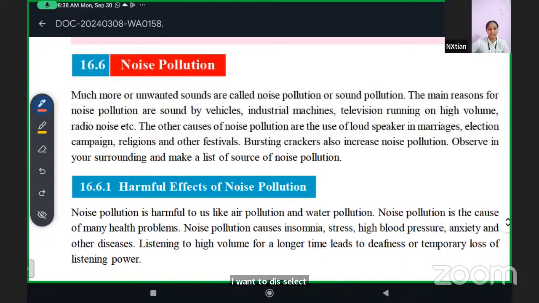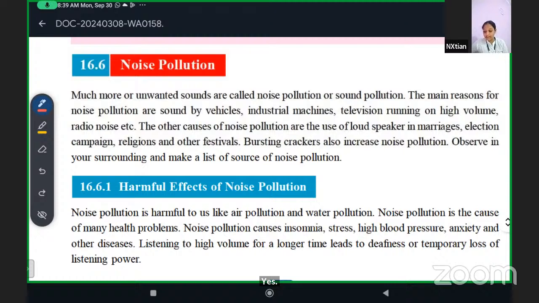Okay, yes. Yes, they do. And that is a good thing. That's absolutely a good way to control the noise pollution, to control the disturbance in the environment. Yes. All right.